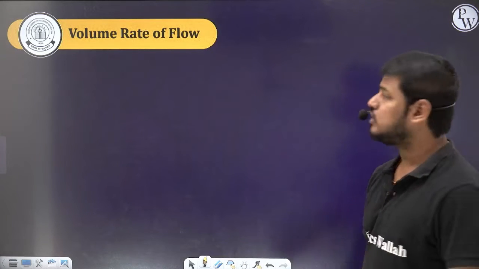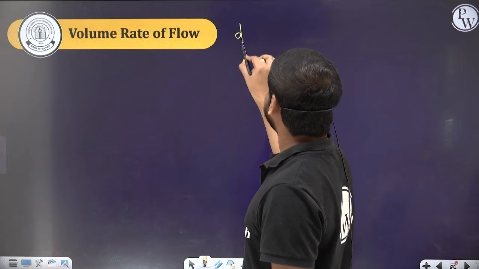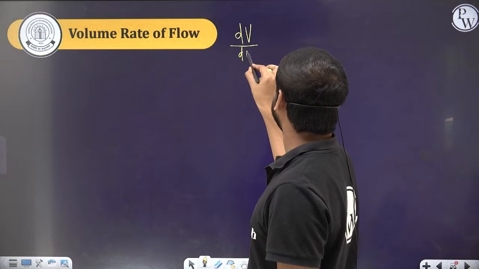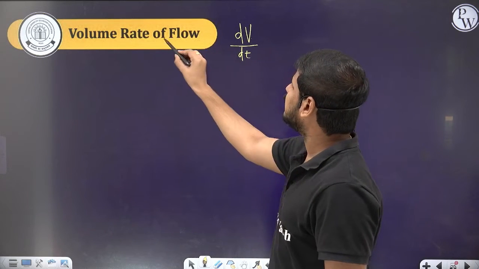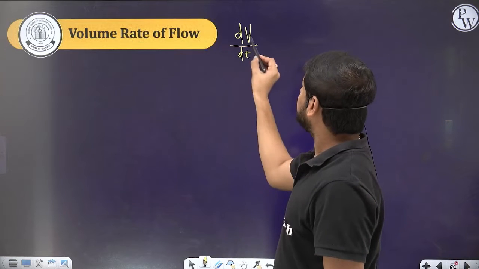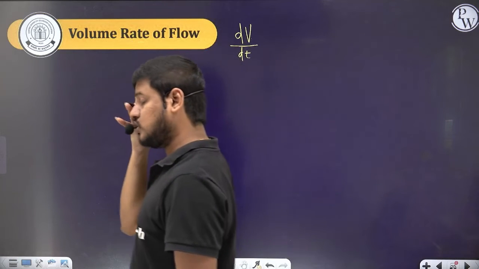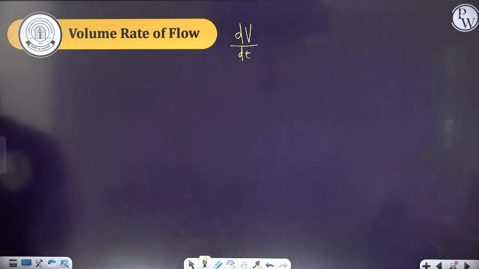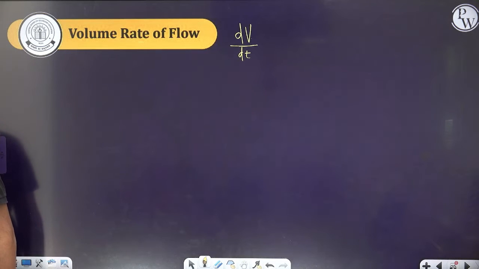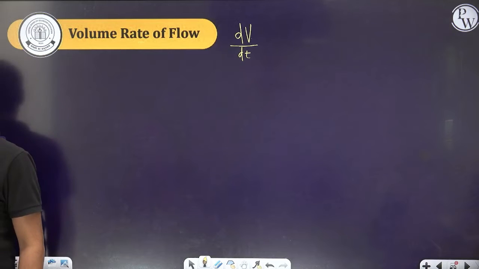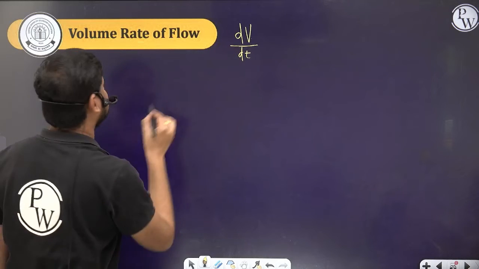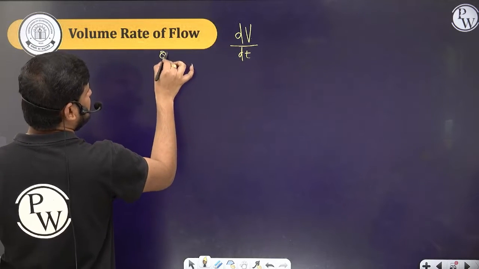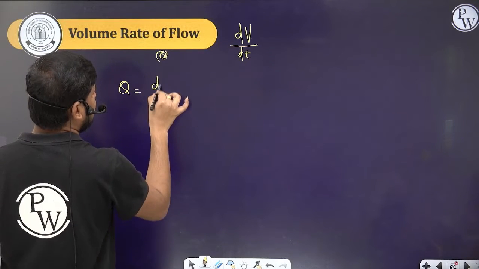Now, the volume rate of flow. What does it mean by volume rate of flow? It is dV by dt, which we call. How much volume per time? Rate means per time, right? So how much volume is flowing per time? The volume that flows in 1 second, you can write simply, guys, volume per second. Actually it is denoted with Q. So Q is equal to dV by dt.